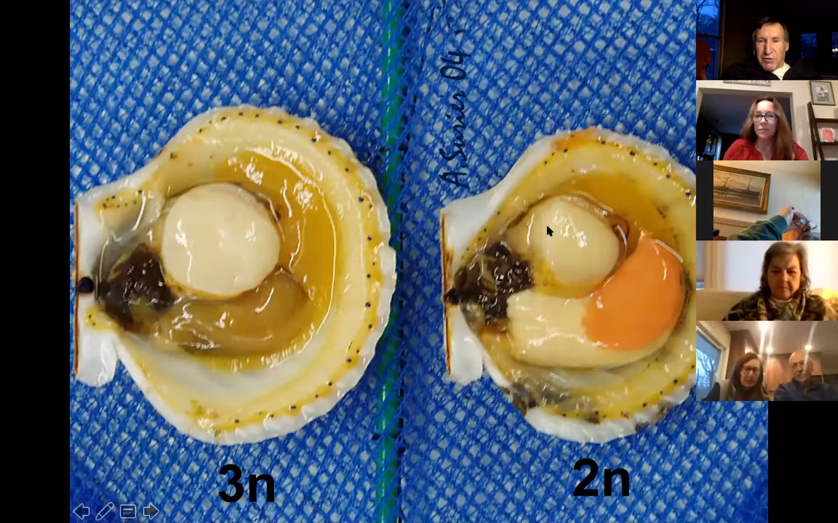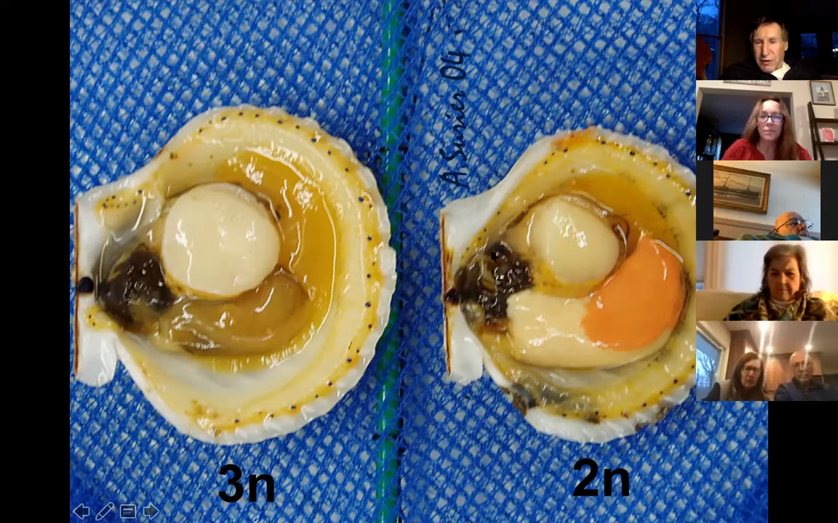Here's a picture of a scallop. This is a very interesting picture because I have written here 2N and 3N. Scallops are hermaphrodites their whole life, so they're both male and female. The white here is the sperm, and the orange is the egg mass. Now, what's interesting is these two scallops were harvested on the same day, and this one, here's the gonad, and you can see that it doesn't look anything like this. The other thing you might notice is here's the adductor muscle, and look at the difference in the adductor muscle.